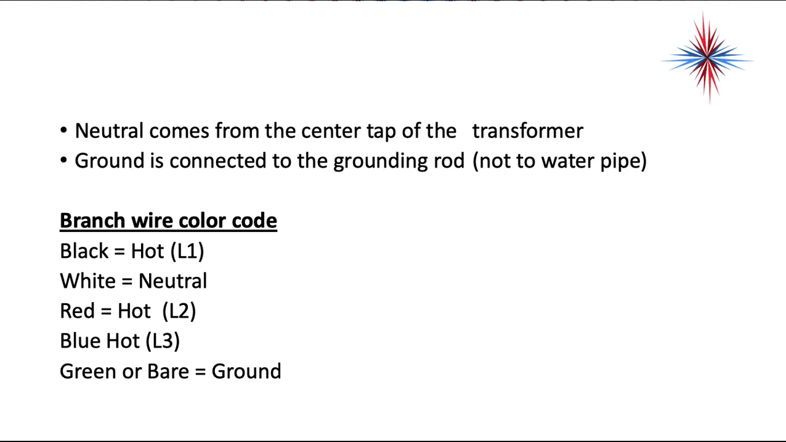Branch wire color codes are normally very easy. Black is hot, white is neutral, red could be hot L2, blue could be hot L3, and green or bare wires are ground. So understanding how power gets to the equipment and how power is broken down into the power panel and to your equipment itself is important so that you can understand the L1, the L2, the neutral, and how everything plays together. Some equipment, if you don't have a good neutral, it's not going to work.